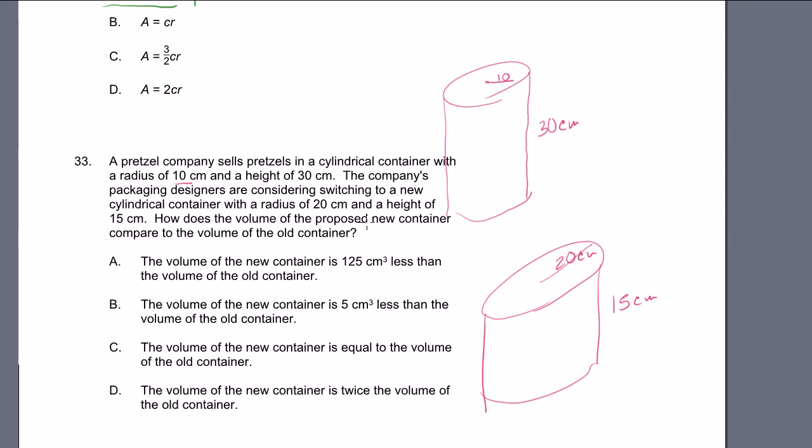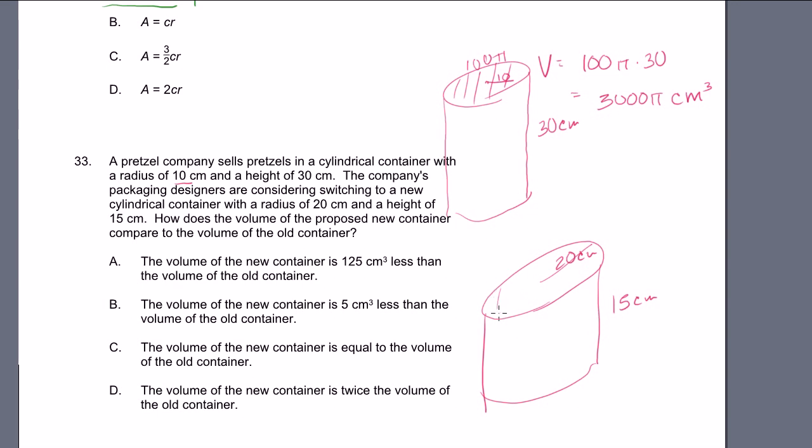How does the volume of the proposed new container compare to the volume of the old container? So the old container's volume is going to be this area times the height. So the volume is equal to the area, pi r squared. R is 10. R squared is 100. So it's going to be 100 pi. That's the area up here. And then we're going to multiply that times the height, times 30 centimeters. And so it's going to be equal to 3,000 pi cubic centimeters. That's our old container.